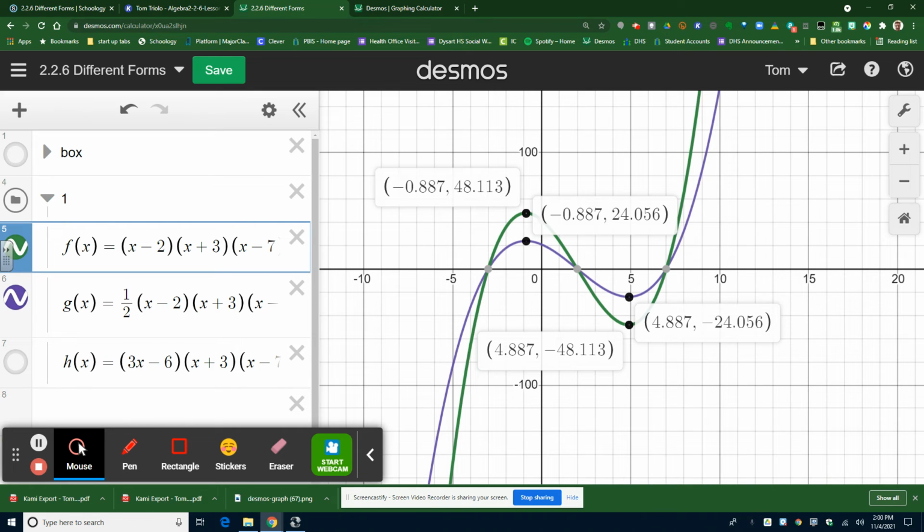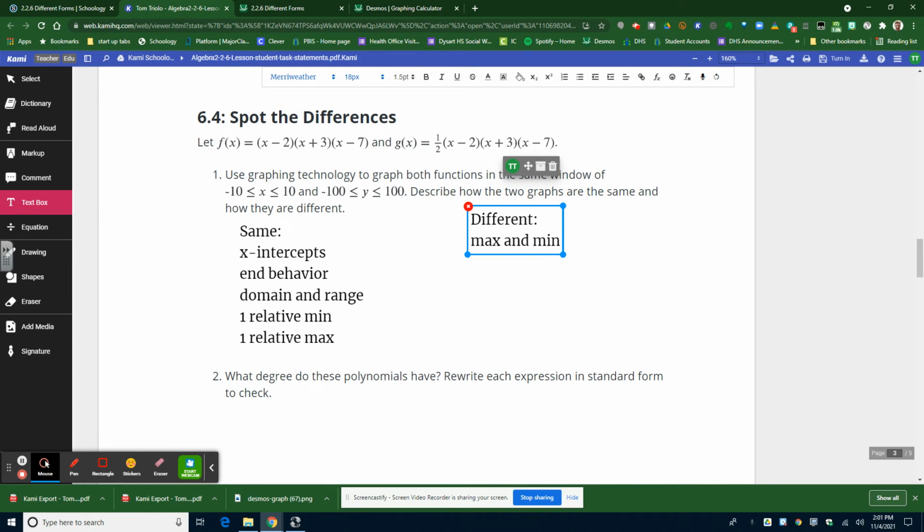It's half. So the number in front doesn't affect the horizontal at all. It only affects the vertical. So that's why we have different relative max and mins. In this case, it's not stretching it, it's compressing by a factor of a half. Okay? All right, what else is different besides max and mins?